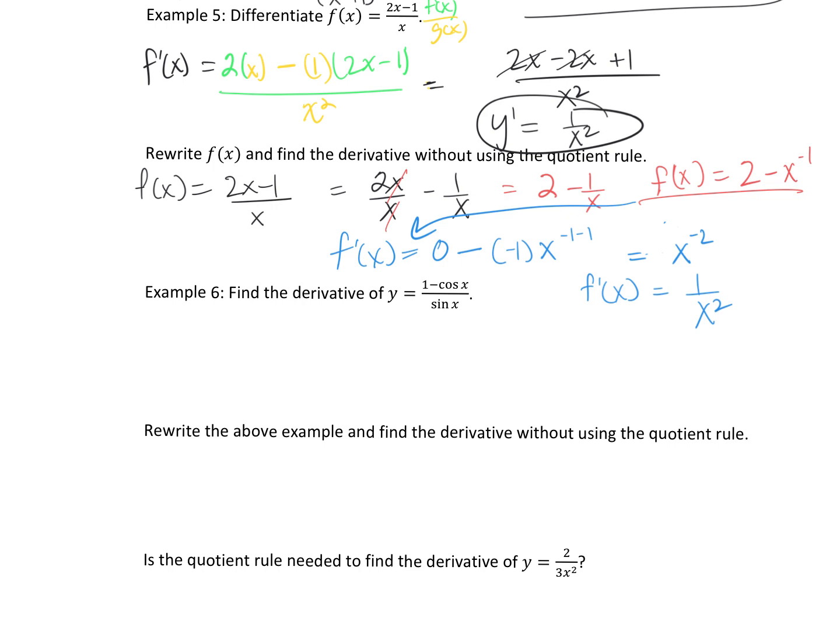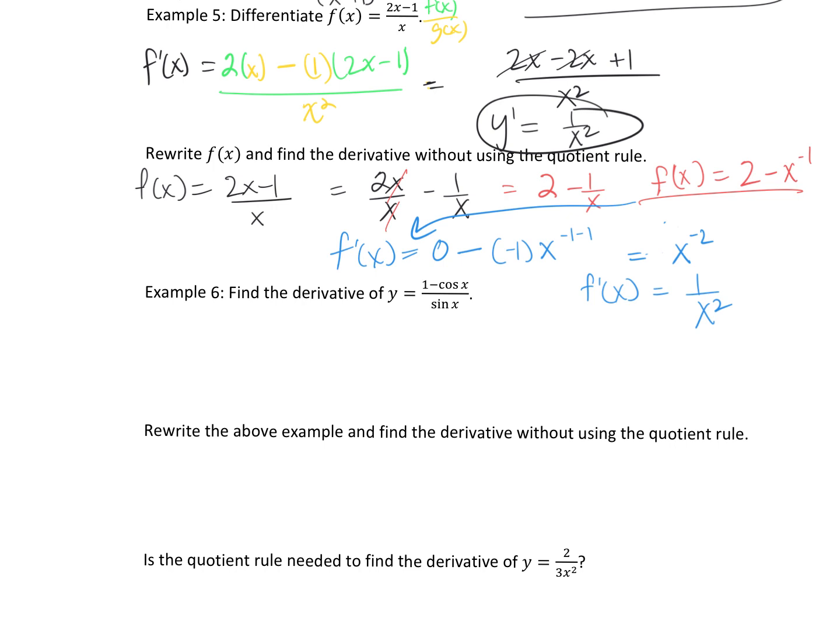If you have to use the quotient rule, you use it, whatever you feel more comfortable with. But if you're supposed to use the quotient rule, you need to do that. So let's find the derivative of this next one. We're only going to do it this way. We're not going to rewrite it the other way, possibly. Let's see how much time we have.